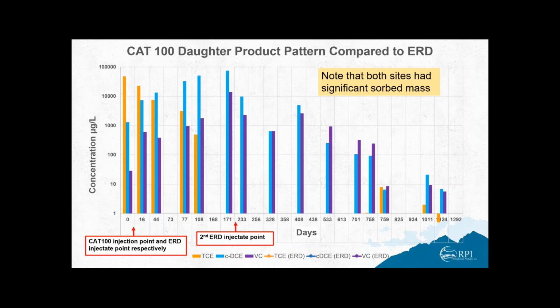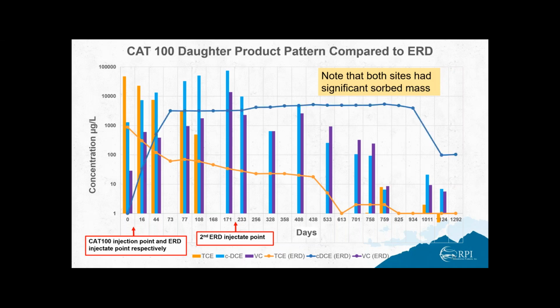Now the graph gets a little messy. So here is your EDR TCE concentration. It's only at 1,000 micrograms a liter, and it takes it out to, I don't know, 613 days to 825 days, something like that, before you've actually restrained the TCE. Again, this site was also dealing with significant sorbed mass. Actually, excuse me, this isn't the same site. This data is off the same site. Okay, so there's your TCE.